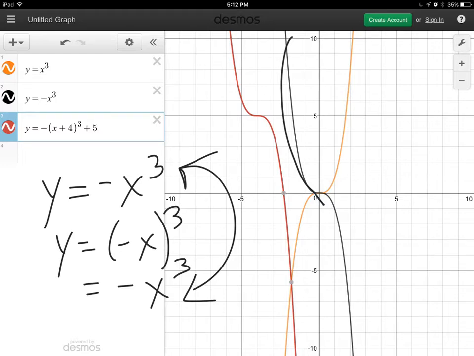Okay, so once I started with the parent function, then I reflected it, and then I needed to shift it. I'm going to shift it to the left 4 and up 5. And so this new place where it changes concavity, this is the point that we care about most in a cubic function, and now it's moved to here.